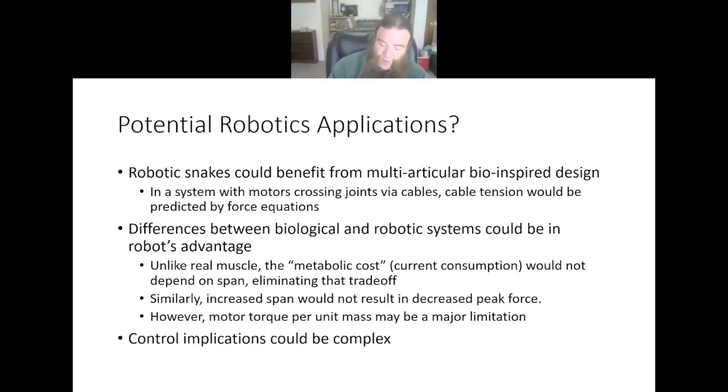And on the flip side, though, motor torque per unit mass could be a big limitation. So motors are heavy compared to muscle. So this could seriously impact things. And finally, the control implications could be quite complicated. Or maybe not. I don't know. That's one of the things we're looking at. So how do you control these multi-articular systems? Especially when you don't have a nervous system like a snake.